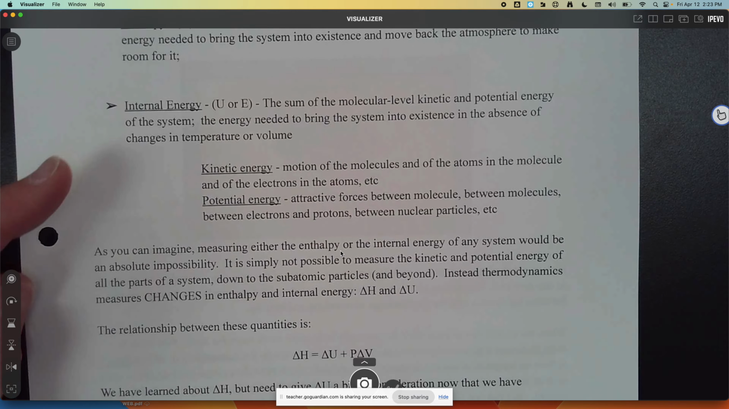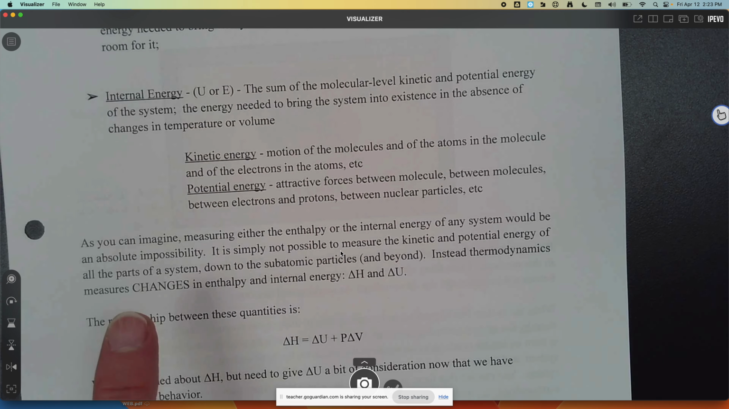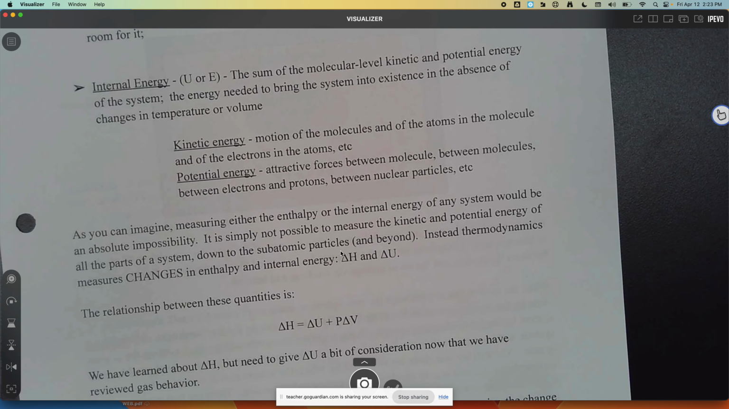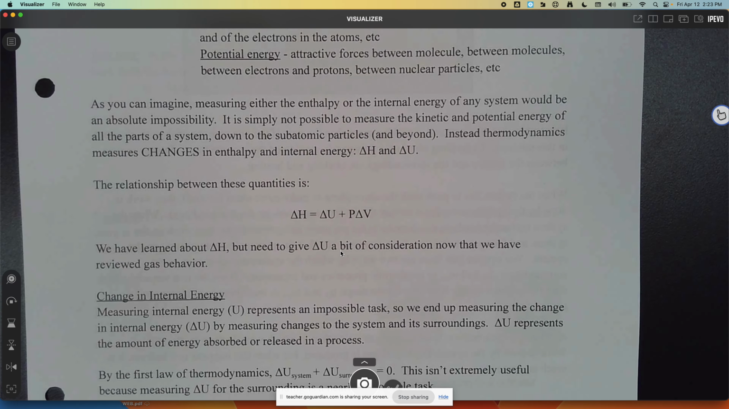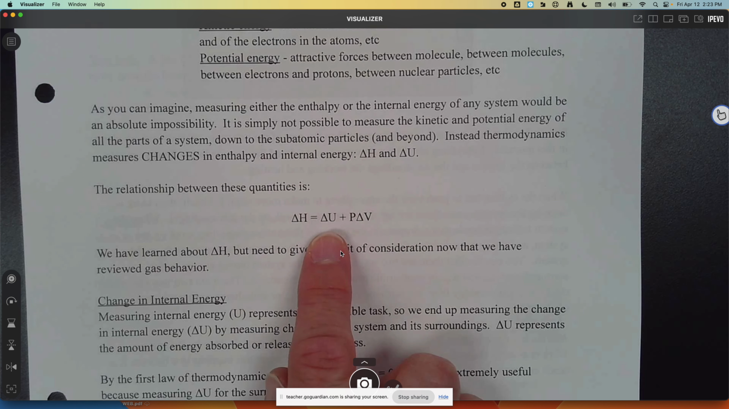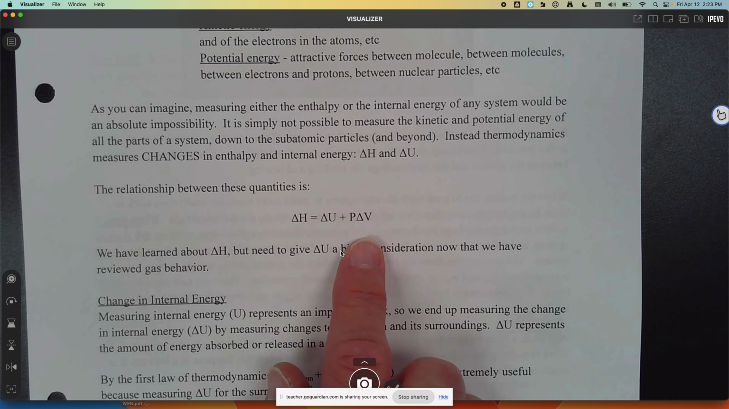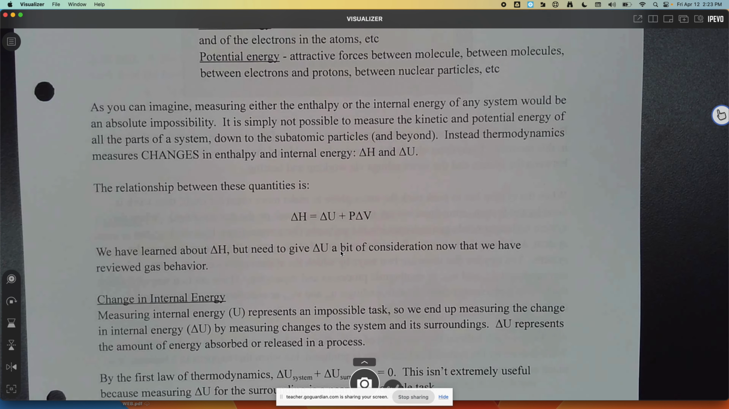So what we settle for is to measure changes in enthalpy, delta H and delta U. And delta H is the change in the internal energy plus the current pressure times the change in volume. Essentially, as it has to push back the atmosphere to make room for it to exist, how much volume does the system actually have to occupy?